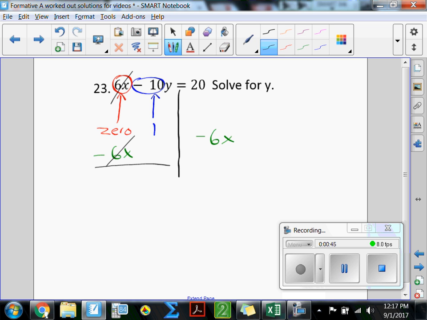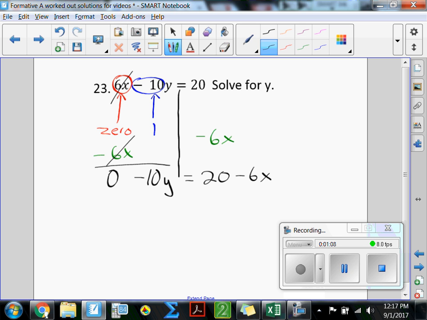6x minus 6x is 0. That's what I wanted. 20 minus 6x is 20 minus 6x. I do not combine and say 14. They are not like terms. The 20 does not have an x, so I cannot subtract 6x from it to combine and get a 14x.